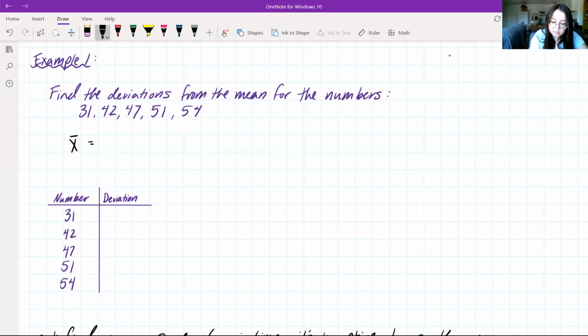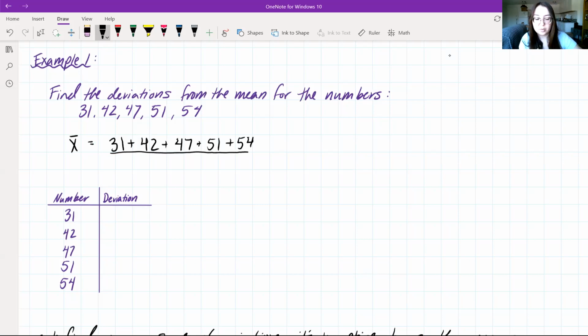is equal to 31 plus 42 plus 47 plus 51 plus 54. And then we're going to divide by our number of numbers, which is going to be 5. We see there's 5 numbers in this list because we have 31, 42, 47, 51, and 54. So then we divide by 5. Now we just get to add up these numbers and divide by 5.